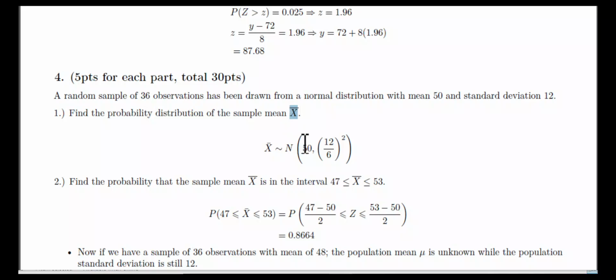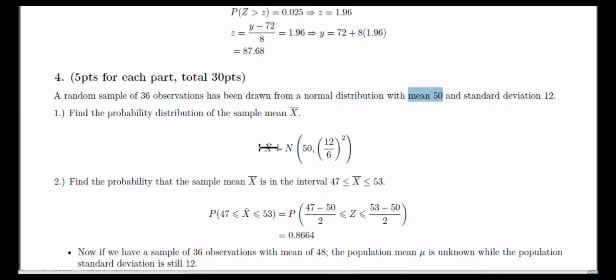And these two distributions share the same mean, 50. But for the standard deviation, the parent distribution has 12, and for the child distribution, the sampling distribution of X bar, the variance should be the population variance sigma squared divided by n. So the population variance is actually 12 squared, and then divided by n. n is 36. So we put it together like that.